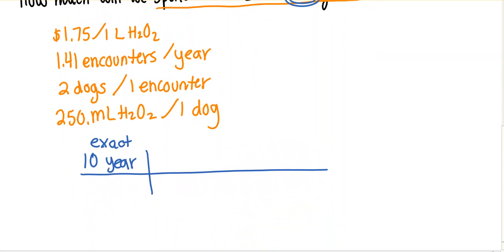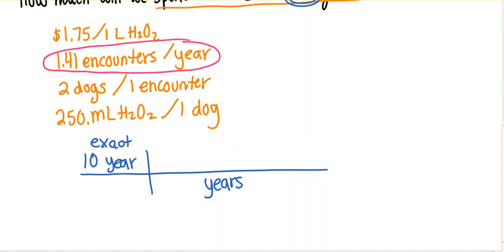Okay, so where do I go from here? I have all of these numbers. So what I do, I want to put years down here because I'm going to want that to cancel. And what would I go to next? I have all of this stuff. So what I do is I look at all of these conversion factors that I found, and I see if I find anything with years. And I do. Right here, this one has years. Okay, so that tells me that I can go to encounters using that one.